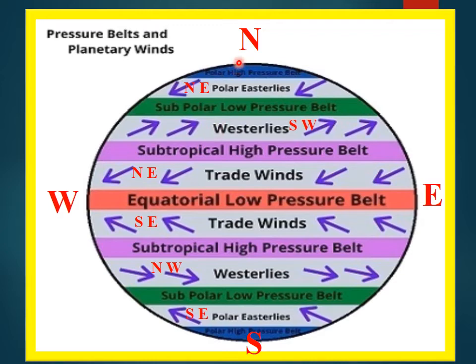So these are the three types of planetary winds. Which are they? Trade winds, westerlies and easterlies.